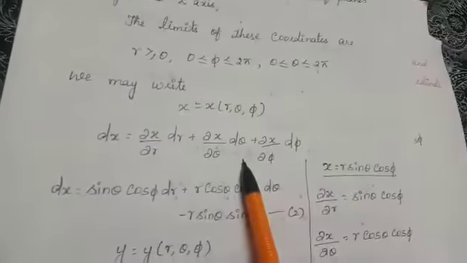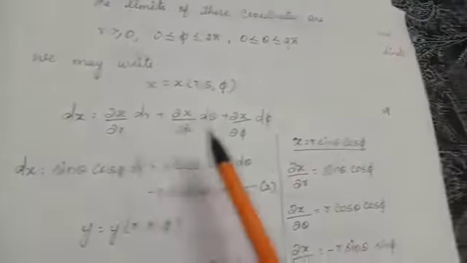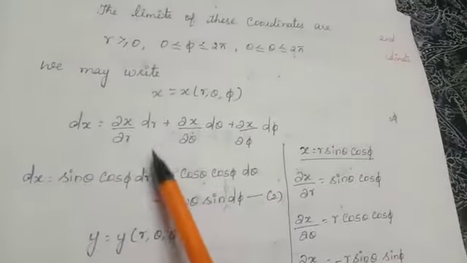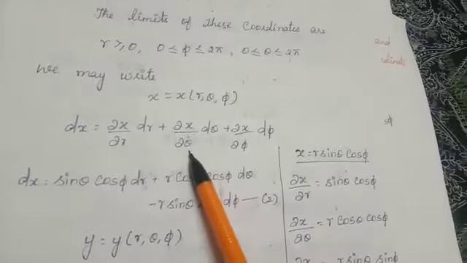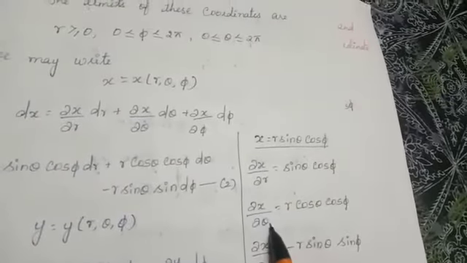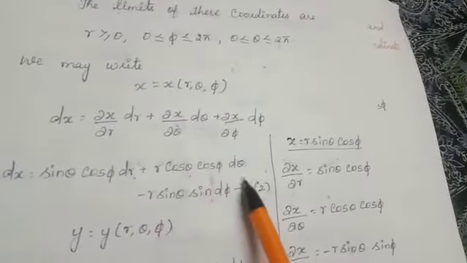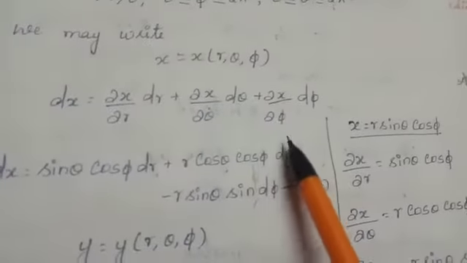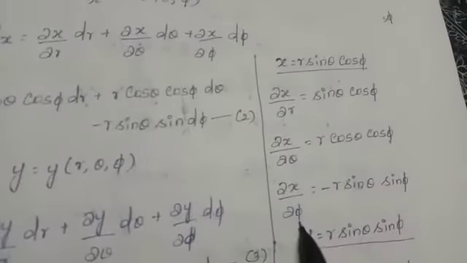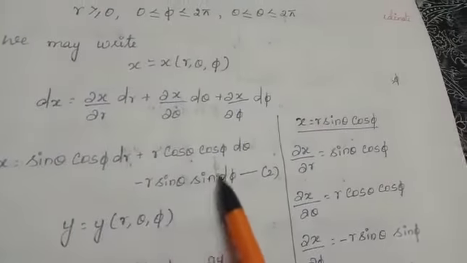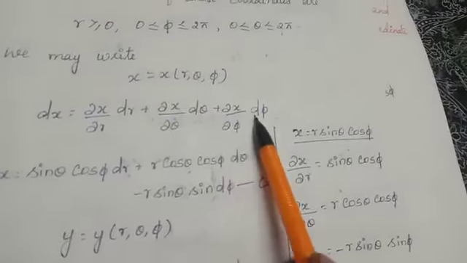Substitute these three values in this equation. So dou x by dou r equal to sin theta into cos pi into dr, plus dou x by dou theta equal to r cos theta into cos pi into d theta, plus dou x by dou pi equal to minus of r sin theta into sin pi into d pi.